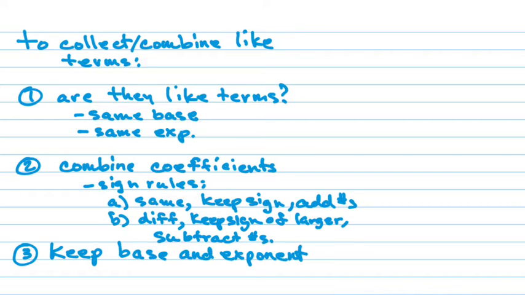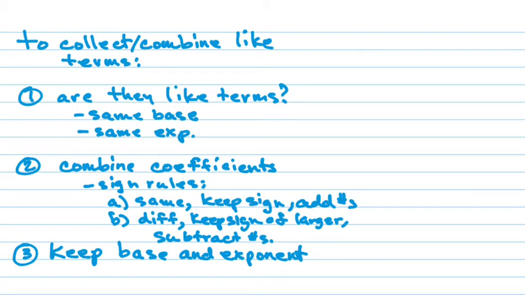Okay? So to collect our like terms, collect/combine means the same thing. First, we make sure that they are indeed like terms, meaning they have the same what? Base and exponent. Excellent. Then to combine them, we simply combine the coefficients using the sign rules. If the signs are the same, I what? Keep the sign and add. If the signs are different, I keep the sign of the larger and subtract. Okay? And then finally, we just keep the base and exponent. So if they started off as x to the seconds, they're going to end up as x to the seconds. Okay? That part won't change.